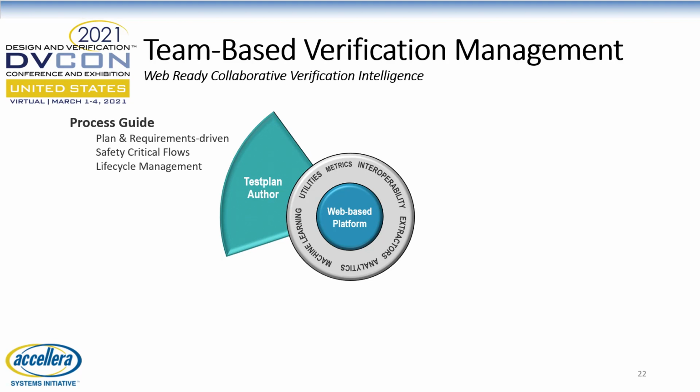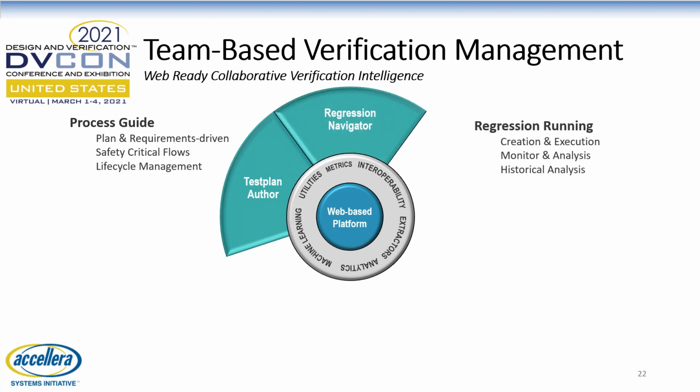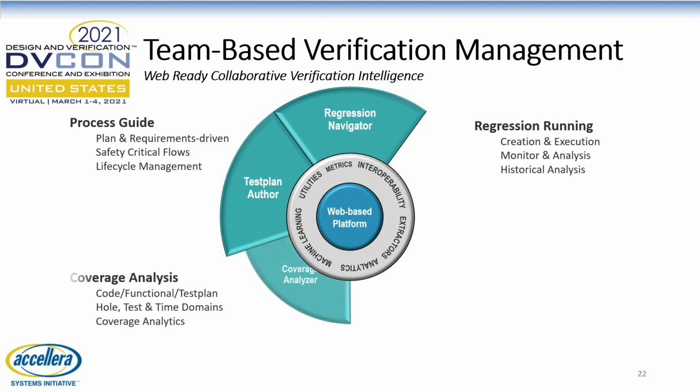The first is Test Plan Author, a guide to the process, whether it's plan-driven or requirements-driven verification. We'll cover this application in more detail in the coming slides, but this is what gives us our opportunity to integrate verification with Siemens lifecycle management tools like Polarion. Regression Navigator allows regressions to be created, managed, executed, monitored, and analyzed, and is focused on reducing the turnaround time as much as possible to help you uncover defects. We'll talk more about each of the applications a little later in the session.